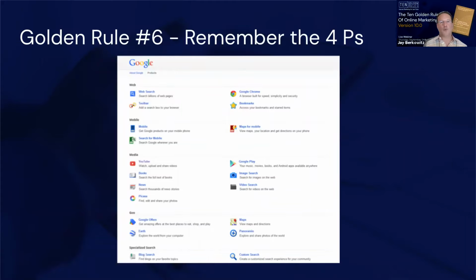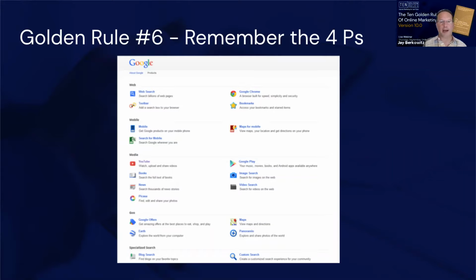So golden rule number 5, subscription models survive. Golden rule number 6, remember the 4 Ps: product, place, price, and promotion. Now, these are the classic 4 Ps from your marketing textbook if you took marketing in high school or university.